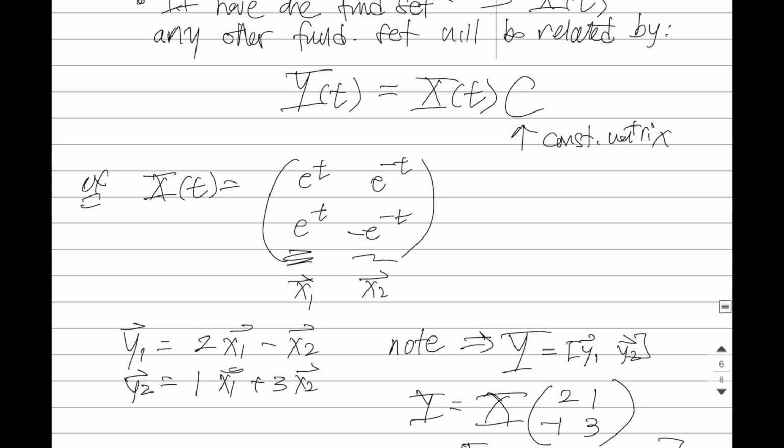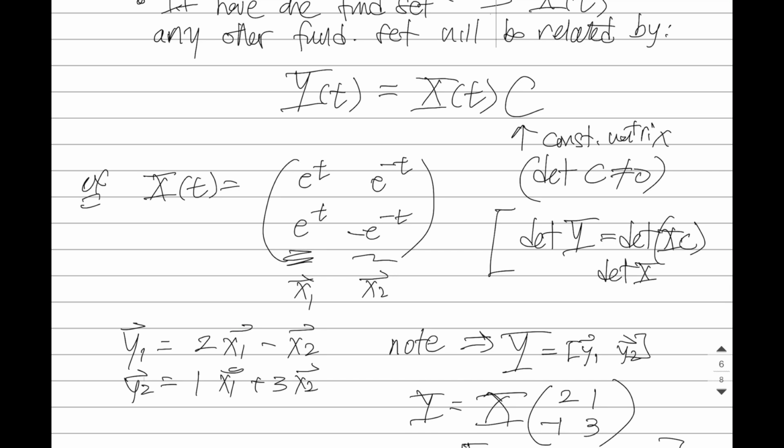What's important here is that the determinant of this matrix can't be 0. Because if it is, then you will no longer have a fundamental set. Because remember, the determinant of Y has to be the determinant of this product, which is determinant of X times determinant of C. We know that this one isn't 0. And if this is going to be a fundamental set, that can't be 0. So this forces this determinant not to be 0.